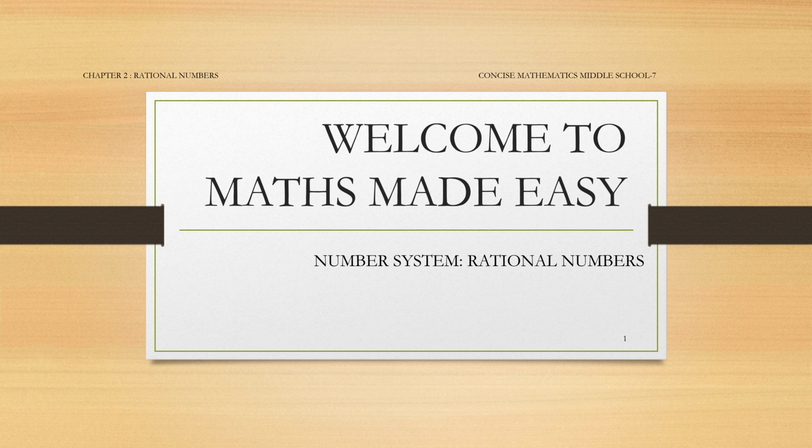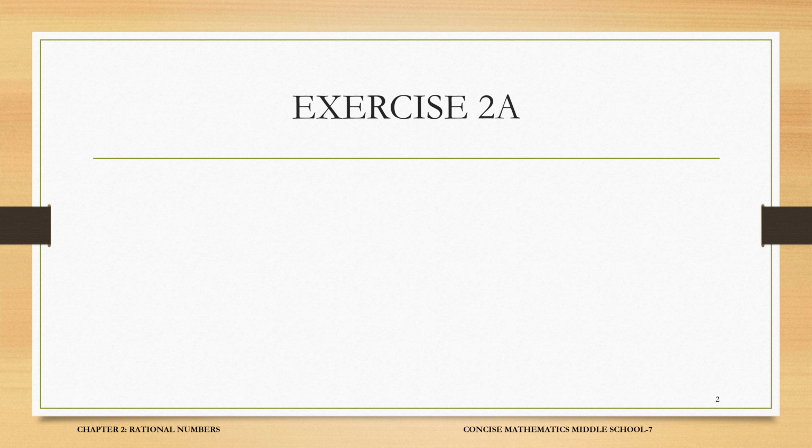Let's continue with number system, rational numbers, exercise 2a, part 12. Here is our 12th question. Find x such that we have to find the value of x in this rational numbers. Here minus 2 by 3 is a rational number and 6 by x is a rational number. So here we need to find the denominator, that is what is the x value, right?